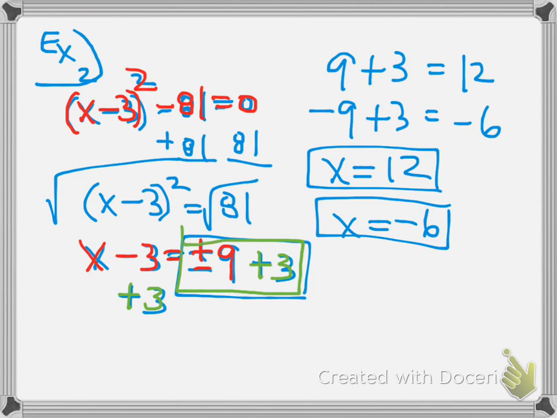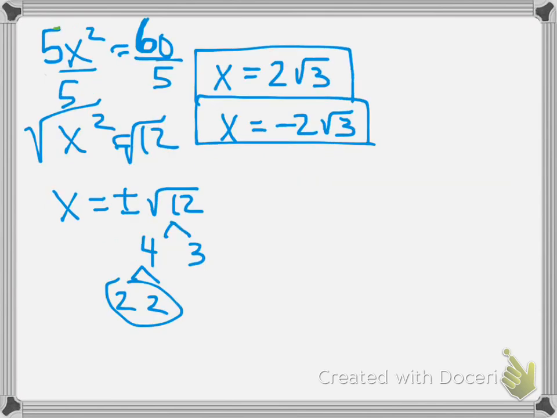So this is where step 4 comes in. That's kind of ugly, plus or minus 9 plus 3. But what it means is 9 plus 3 is 12, and negative 9 plus 3 is negative 6. So these are the two final answers, 12 and negative 6.